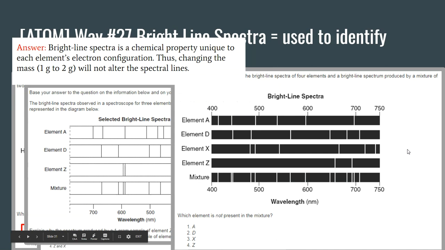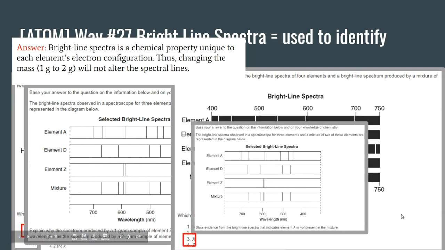Which element is not present in the mixture? Once again, if you can match the lines from the elements to the lines in the mixture, you can figure out which element is not present. Okay, you should have noticed that the lines in element X are not present in the mixture. Therefore, the answer is 3.